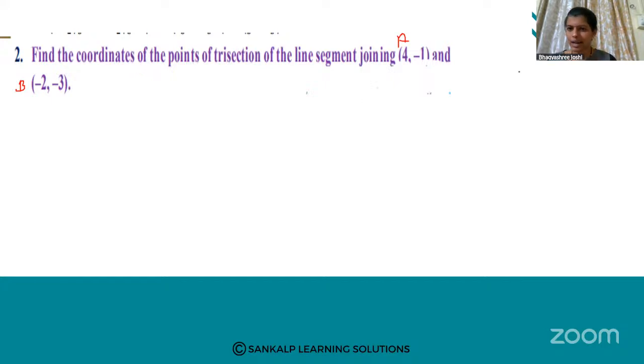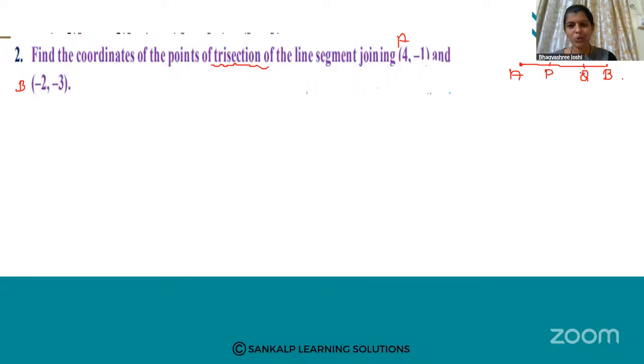First we will understand what we mean by trisection. There is a word here, trisection. What does trisection mean? See, from A to B, they have given us the coordinates of A and B, right? Trisection means dividing the line into 3 equal parts. If we divide this line AB into 3 equal parts, then we can say that the points P and Q are trisection points.